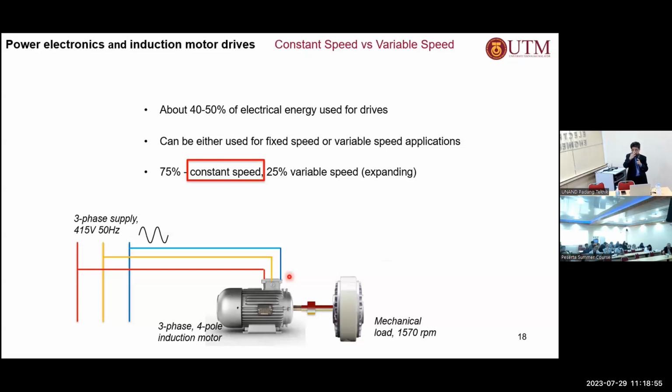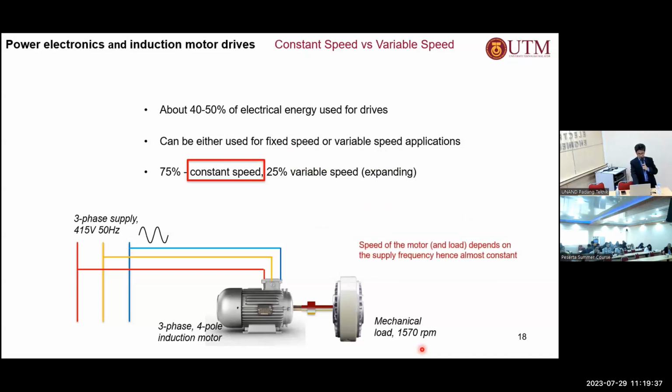The synchronous speed for a 50 hertz system is 1,500. There is a mistake there. It is not 1,570 RPM, it is actually 1,470 RPM. You cannot go higher than the synchronous speed, right? For 4-pole machines, you produce a synchronous speed of 1,500 RPM. So you have to subtract the slip of the induction machine, and then the machine can operate at a rated speed of 1,470 RPM. All right, but that's it. So you have a fixed speed, all right?